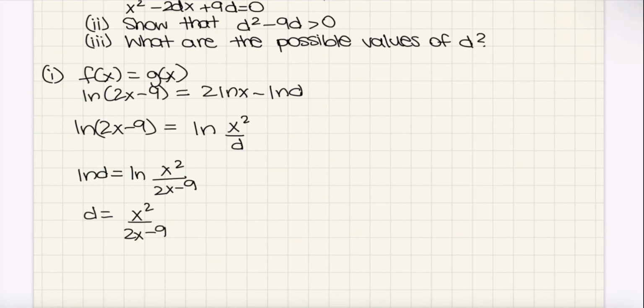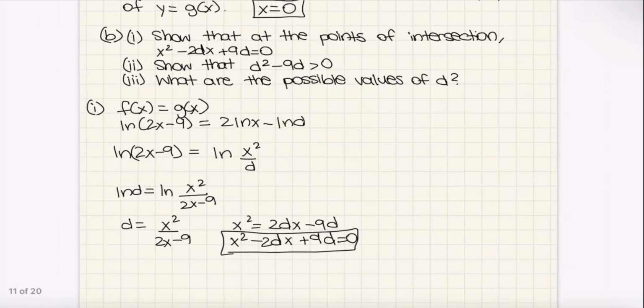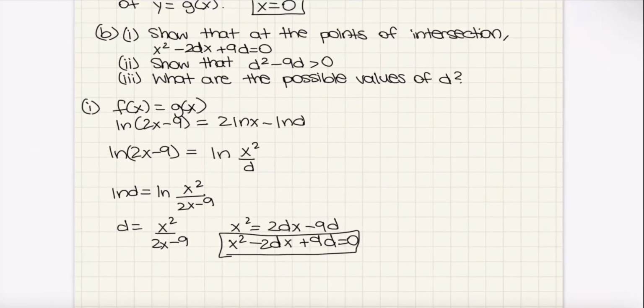Then, if we multiply both sides by 2x minus 9, we get that x squared is equal to 2dx minus 9d. And then if we subtract 2dx and add 9d to both sides, we get x squared minus 2dx plus 9d is equal to 0. And that is exactly what we were setting out to show. And so we have now shown that.